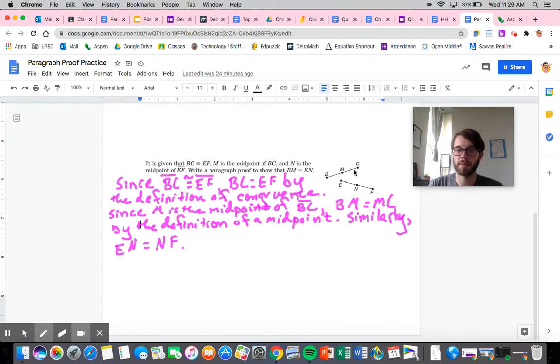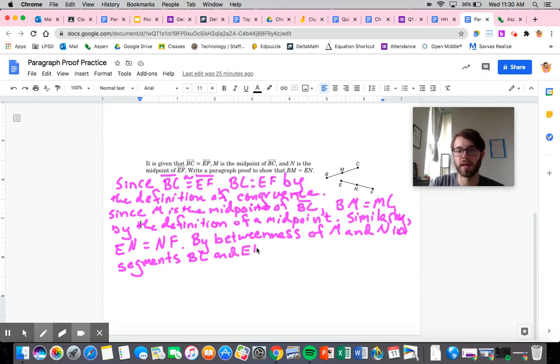Well, we know that M is between them. We know that N is between these two. So I can use my concept of betweenness. So by betweenness of M and N in segments BC and EF, and I'm not putting the lines over them because I already used the word segment, so I don't need it. So all I'm saying, by betweenness, is that M is between these two and N is between those two.